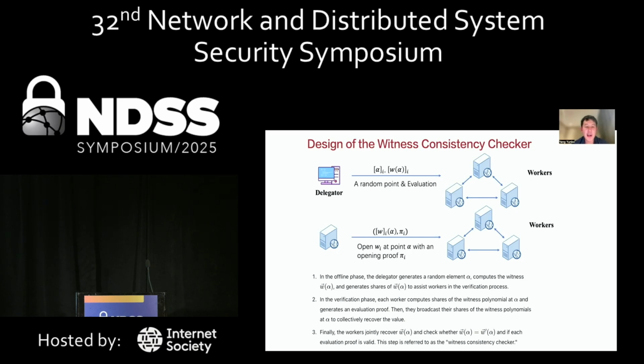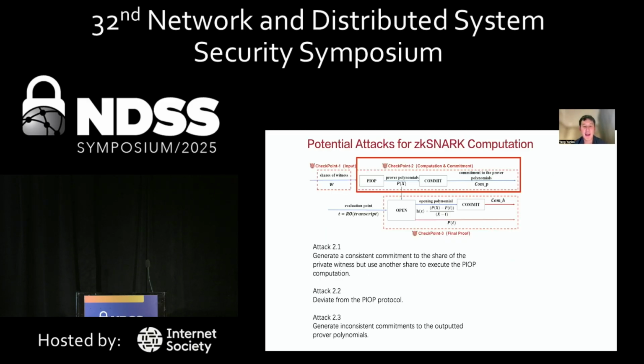And in the verification phase, all workers first reconstruct alpha and compute the evaluation of the witness polynomial along with an opening proof. Finally, all workers jointly recover the evaluation of the witness W(alpha) and check whether it equals the other W(alpha) and whether each evaluation proof is valid.